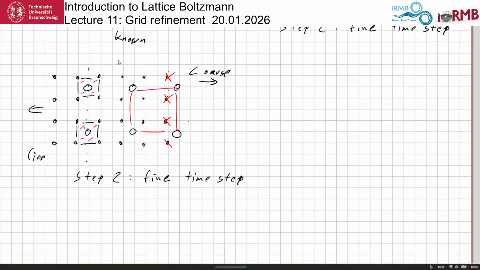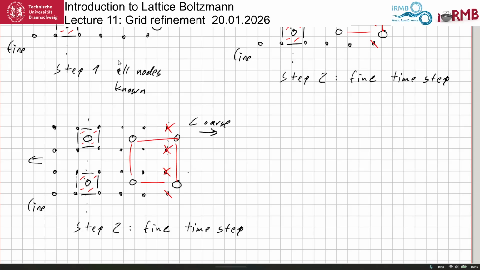So what do we do in step 3? In step 3, we again have a second find time step. What happens is that this row here is going to die. So two find time steps make one coarse time step, right?